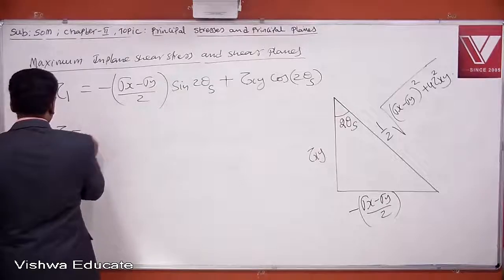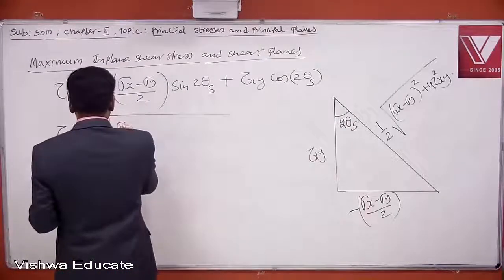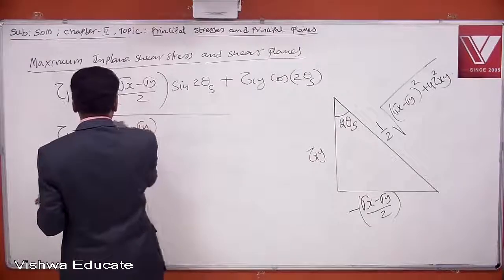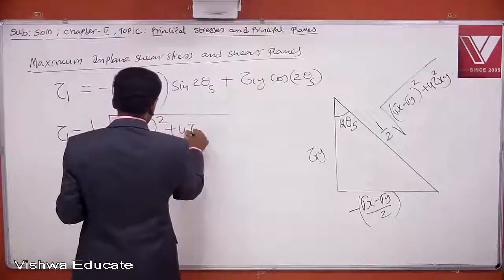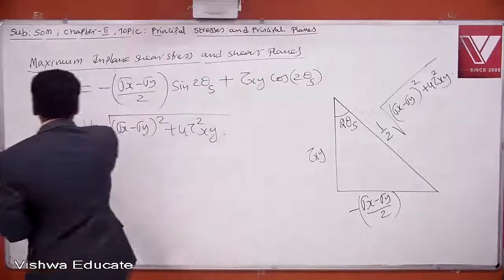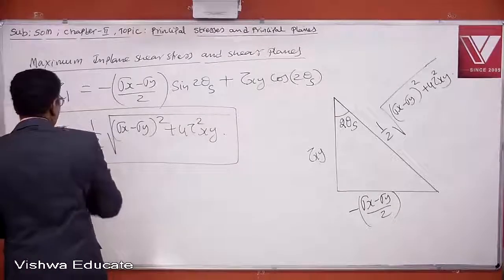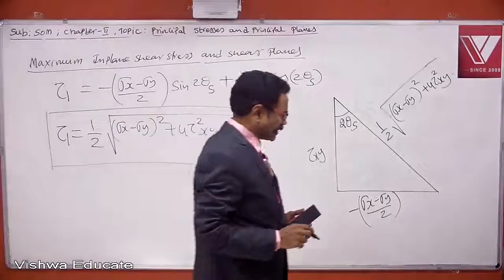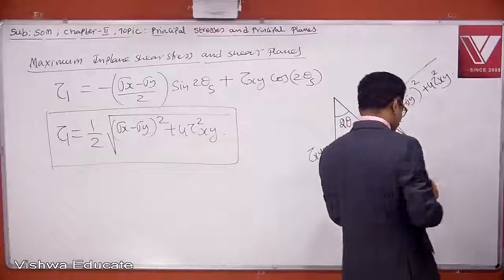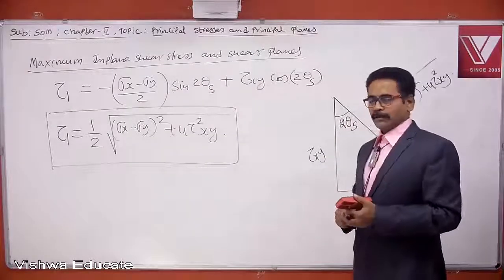Tau 1 will be equal to half into square root of (sigma x minus sigma y) whole square plus 4 tau square xy. The maximum in-plane shear stress comes out as half into square root of (sigma x minus sigma y) whole square plus 4 tau square xy.